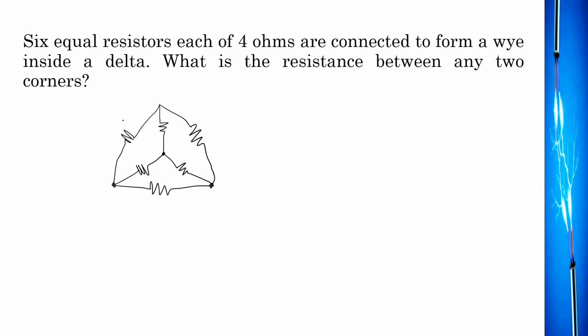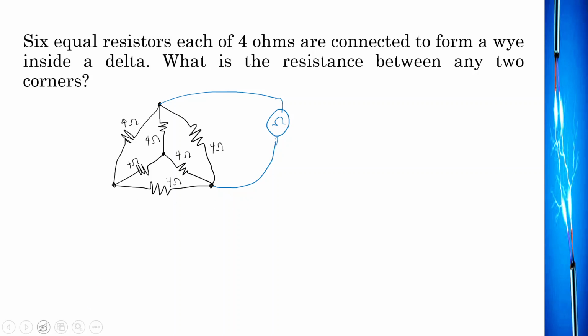Okay, so puro 4 ohms yan. 4 ohms, 4 ohms, 4 ohms, 4 ohms, 4 ohms, 4 ohms. Tapos dito, kahit saang terminal daw. Ang sabi between any two corners. So, pag naglagay daw ako dito ng voltmeter, ano ang magiging reading? So, yan yung kailangan natin malaman.